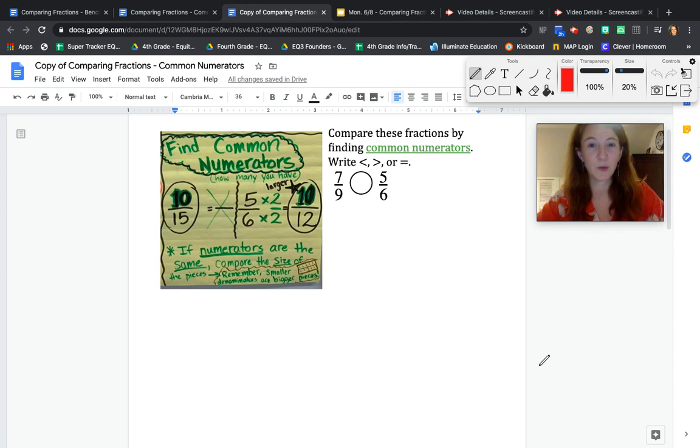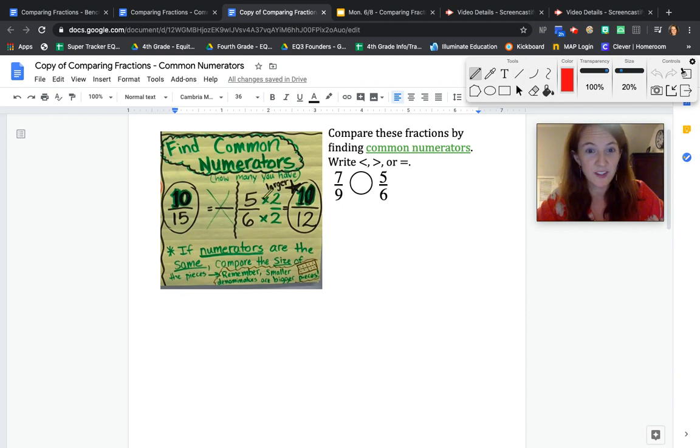The next strategy we learned about for comparing fractions is how to find common numerators. So in this problem, we started with 10/15 and 5/6, and we saw that we didn't even need to change this fraction. We could turn 5/6 into a fraction with a numerator of 10, just like this fraction. Remember, numerator is the top number. And in order to do that, we saw that we could multiply 5 times 2 to get 10.